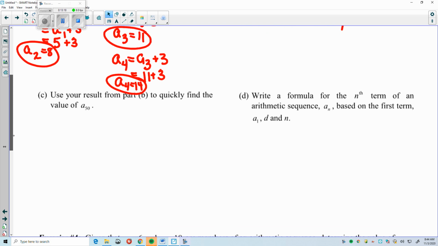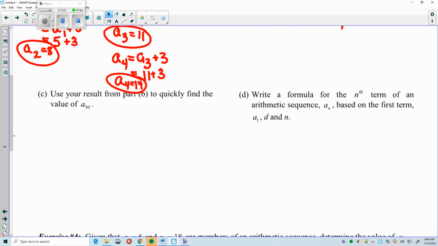Okay, so with that in mind, if we use our results from part B, we should be able to quickly find the value of a sub 50. We wouldn't want to have to go through this 50 times to figure out that number. So keep in mind what we had. It was always that first term, which has a value of 5. And to that, we had to add on 3, but to get a sub 4, we added on 3 times. It looked like it was 1 less than what we needed. So to get to 50, I'd have to have that 49 times, 1 less than what we need. So a sub 50, quick calculation, I'd get 152.